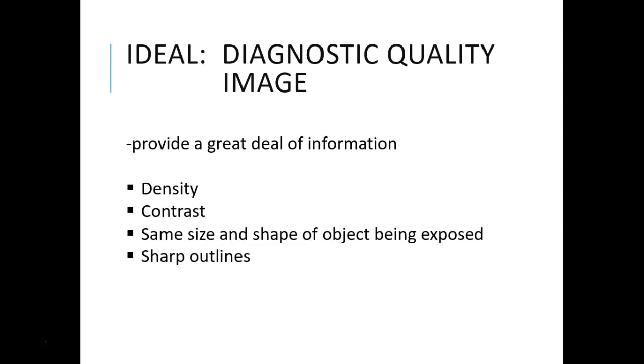So, ideal diagnostic quality of an image. The most ideal state of a diagnostic image would be its ability to provide a great deal of information. You're able to see many things in that film. In just taking one good quality X-ray, you can see all the things that you're hoping to see and be able to diagnose from. The things that are in play here are the overall density of the film, the overall contrast of the film, and the same size and shape of the object being exposed. When you take an X-ray of a tooth, you want that image to be very similar in size and shape to the real tooth in the mouth. You want very little distortion. And then you want the outline of that image to be as sharp as possible, with as little blurring or fuzziness around the tooth or whatever it is that you're looking at.